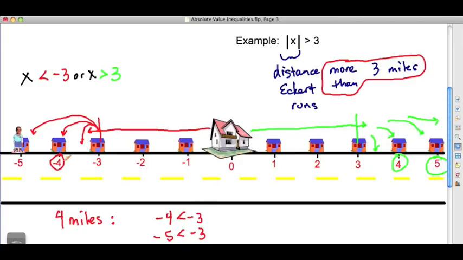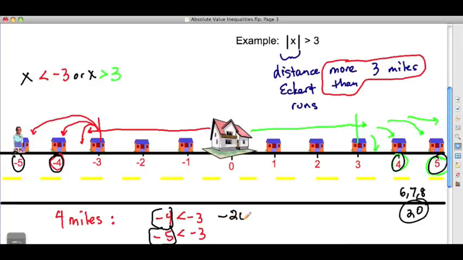Okay, so my answers are either less than -3, such as -4 and -5, or my answers are greater than 3, such as 4, 5, 6, 7, 8, 20. Even if I ran all the way to 20 on the number line, that would be greater than 3. And even if I ran all the way to -20, that would be less than -3. This number is less than that number. Okay, so let's look at another example.